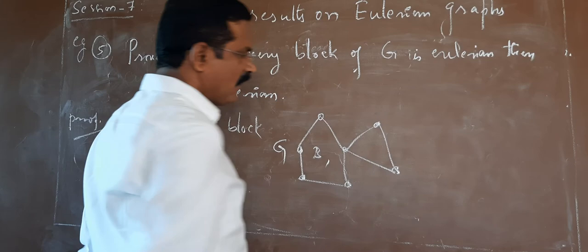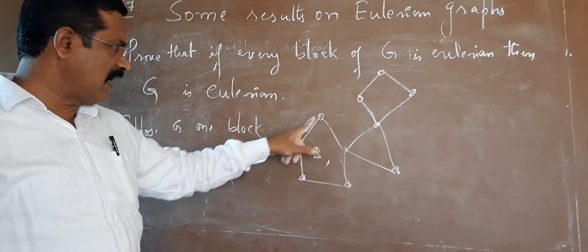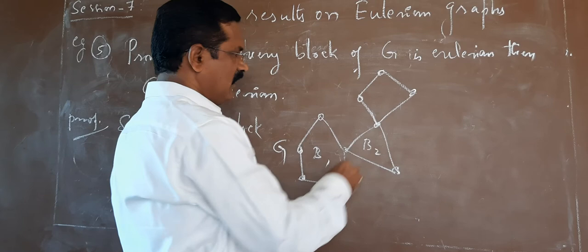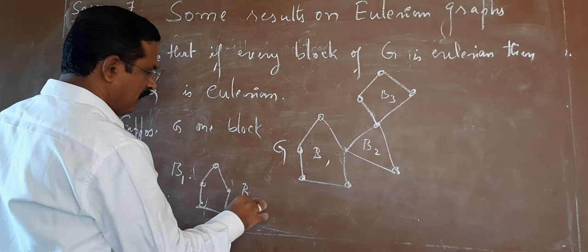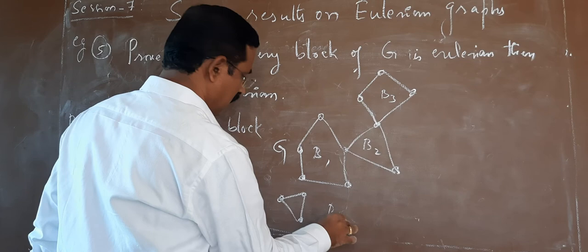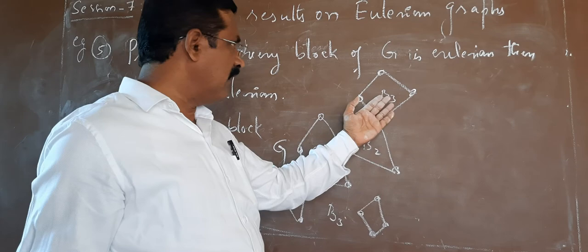Suppose there are two or more blocks in which every block is eulerian. Suppose this is one block, an eulerian block. This is another block, which is also an eulerian block. This is the third block. This is the block B1, this is the block B2, and this is the block B3. Now you can see every block is eulerian. If every block is eulerian, you should show the graph is also eulerian.